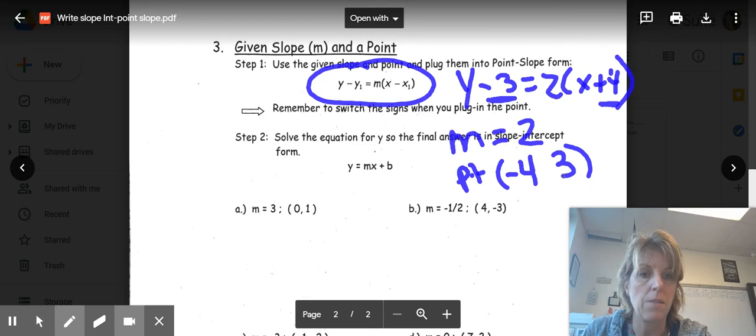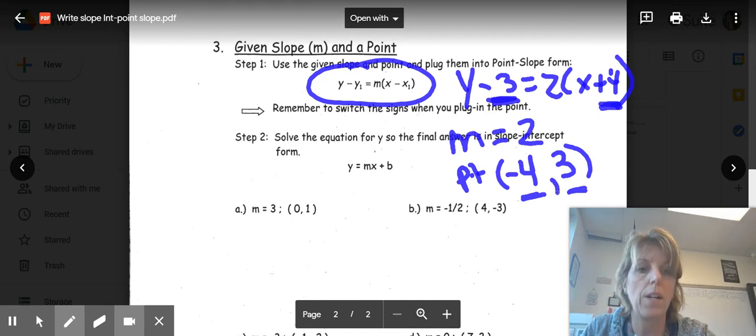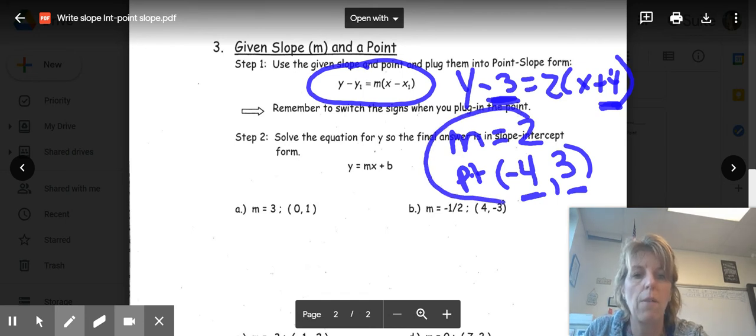Remember, they flip places. So the x is written last, but we write it first. And the y is found first, but we write it last. Remember, you're going to flip the signs and flip the places. So you're going to go flip, flip for both of those. So our point is -4, 3. So we have our slope and we have a point.